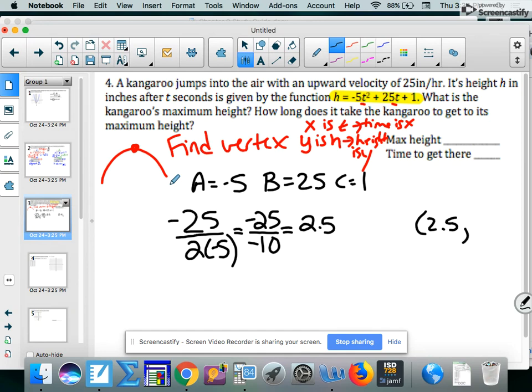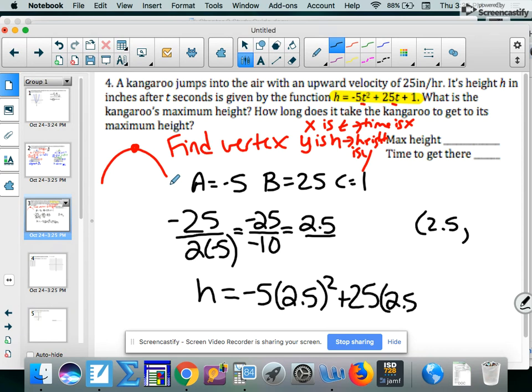Then I'm going to find the y by plugging in 2.5 for x, in our case, which is t. So our h is negative 5 times 2.5 squared plus 25 times 2.5 plus 1. So again, I'm just putting it into that top equation in for x for all of them. When you plug that in and you calculate it, you should get 32.25. Again, you can type all that in your calculator as long as you're using parentheses.